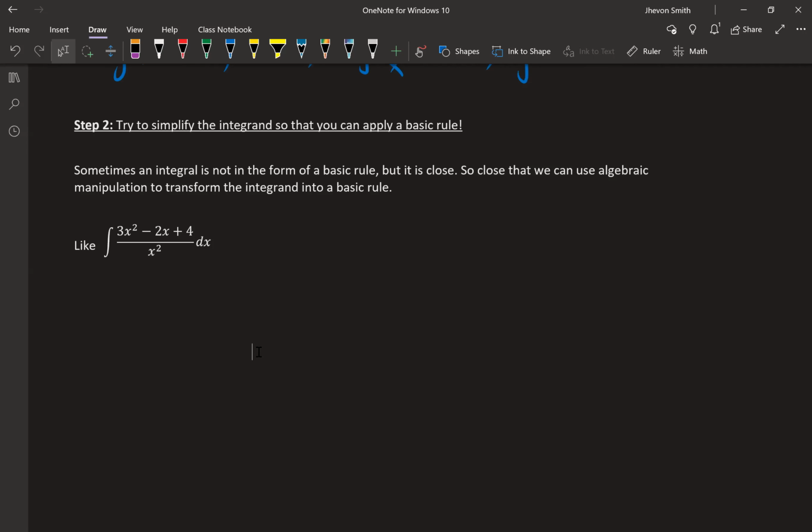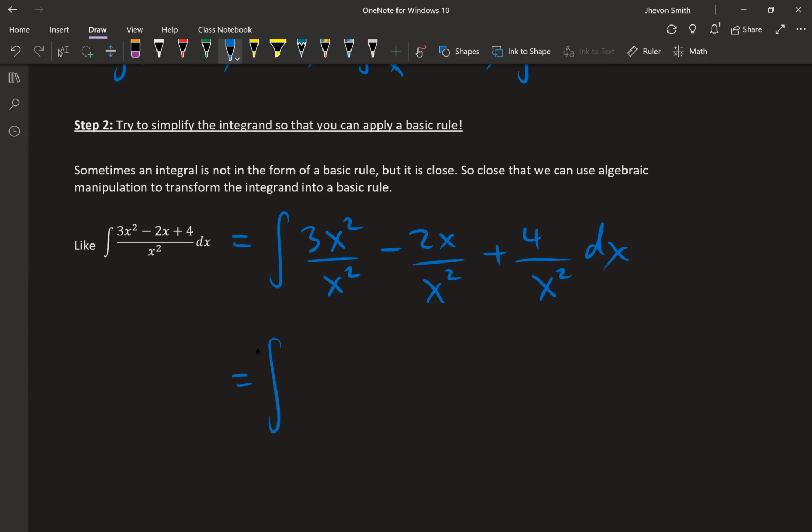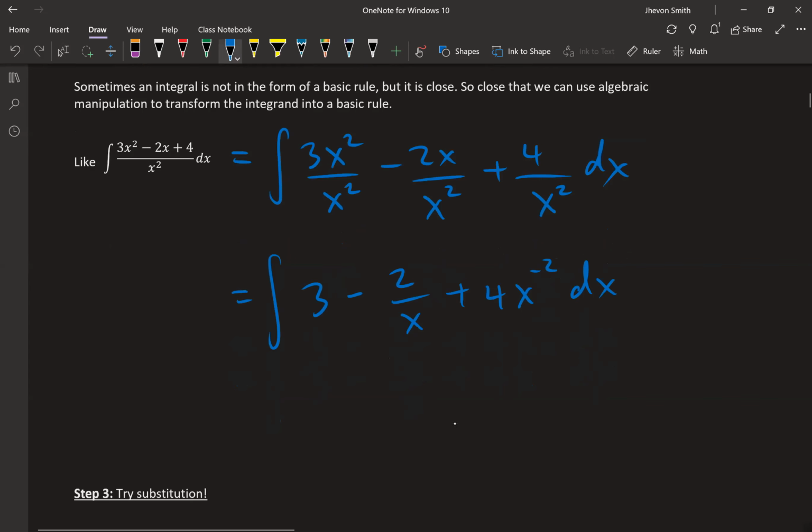Then you're going to ask, can I simplify it to look like a basic rule? And in this situation, yeah, you can. There's only one term in the denominator, so you can pretty much just divide that term into each part, right? Now, not all problems like this are going to be this simple, but this is just an illustration of this technique. So you would now simplify that, and you would realize, okay, now these all individually look like basic rules. I can apply the basic rule.